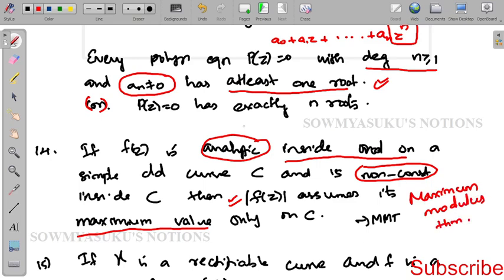Similarly, for the minimum modulus theorem, everything is the same, but f(z) is non-constant analytic, and also non-zero inside C. Then modulus of f(z) assumes its minimum value only on C. For the minimum modulus, f(z) is non-constant inside and on C, and non-zero inside. Modulus of f(z) assumes its minimum value only on C, and that is the minimum modulus theorem.